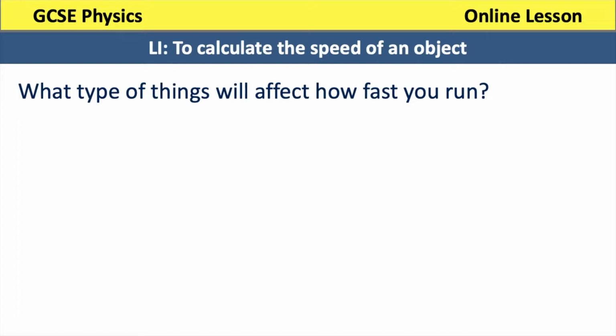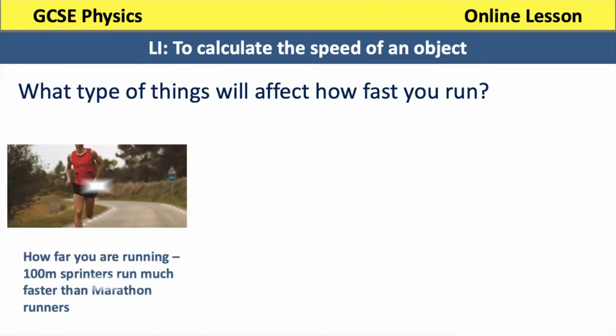Now, there's a lot of factors that affect how fast we could run. The first factor that I'd like to talk about is the distance that we are intending to run. If you're intending to run 100 metres, which is a relatively short distance, then obviously you could expect to run that much faster than you would if you were to run a marathon, because you'd need to keep running for much longer, so you would have a lower average speed.